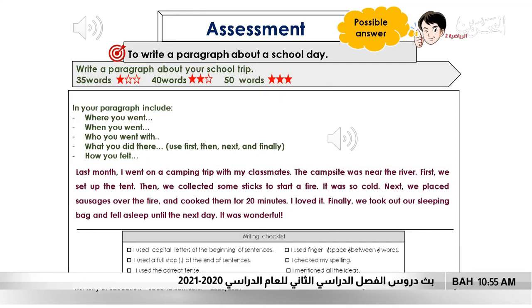Last month, I went on a camping trip with my classmates. The campsite was near the river. First, we set up the tent. Then, we collected some sticks to start a fire. It was so cold. Next, we placed sausages over the fire and cooked them for 20 minutes. I loved it. Finally, we took out our sleeping bag and fell asleep until the next day. It was wonderful.